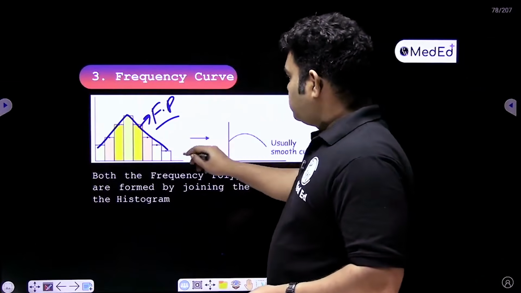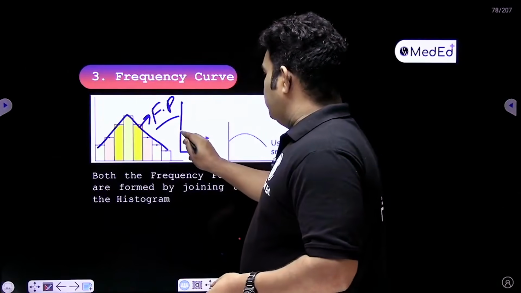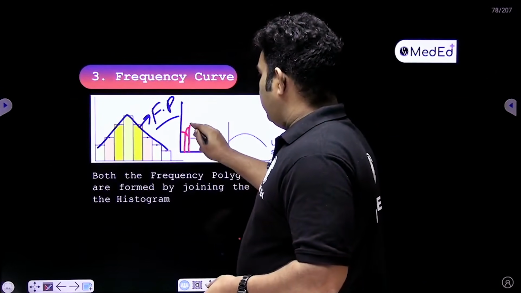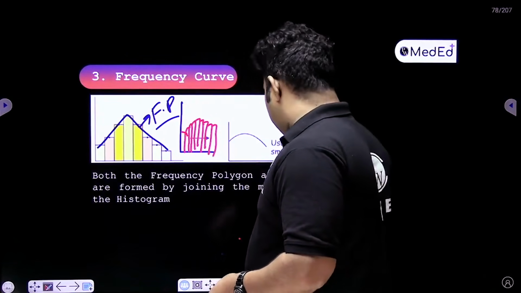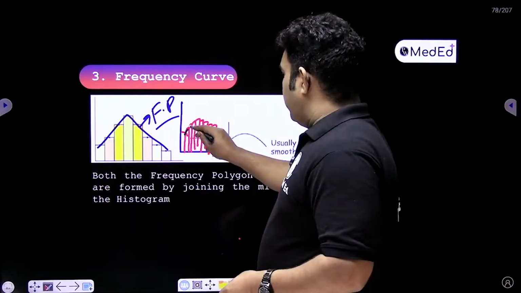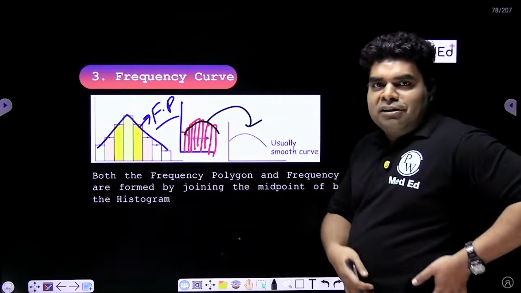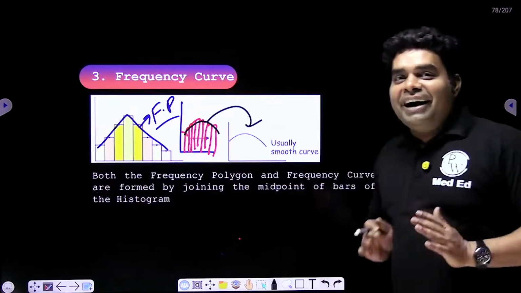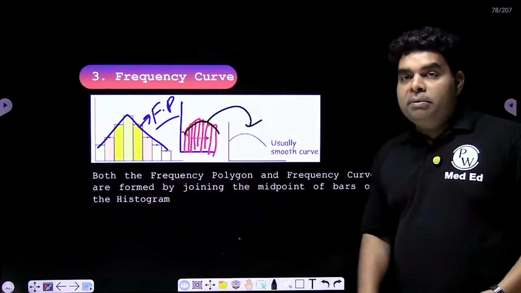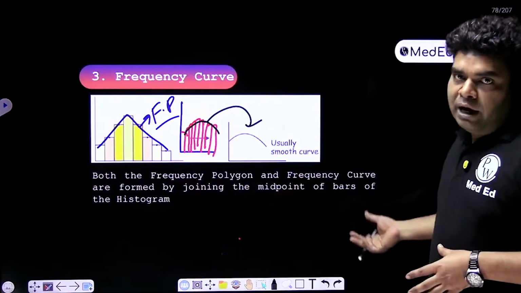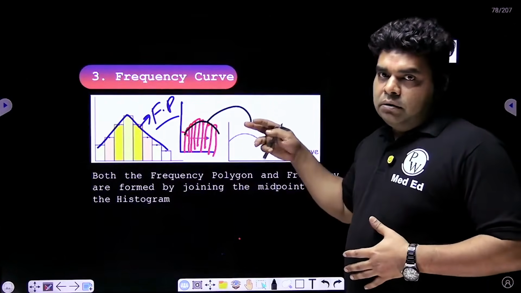But suppose the histogram is like this, where the bars are very close to each other. So if all the bars are very close to each other, and you join their midpoints, then the line will be smooth, and we call it a frequency curve, because a curve is always smooth. Look at my curve, smooth, right? So a curve is smooth, a polygon is sharp. Okay, but both polygon and curve are formed by joining the midpoints of the bars of the histogram.